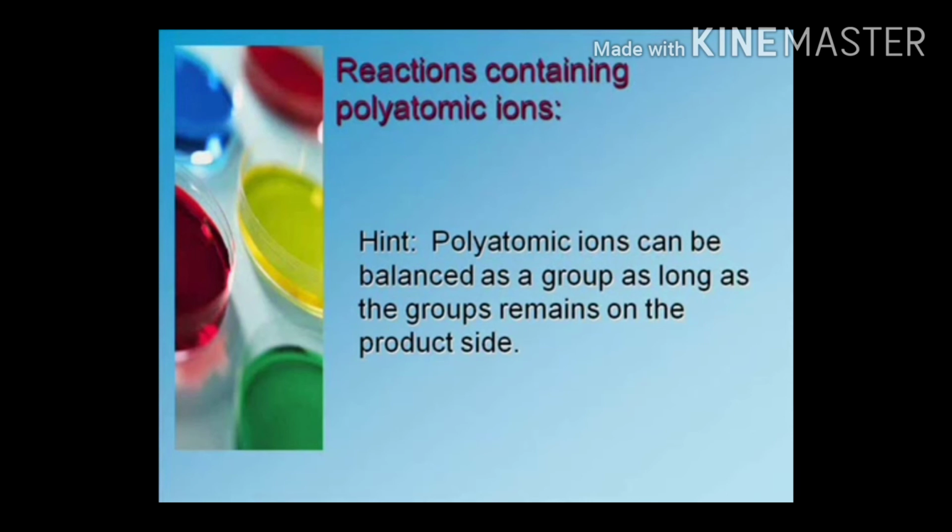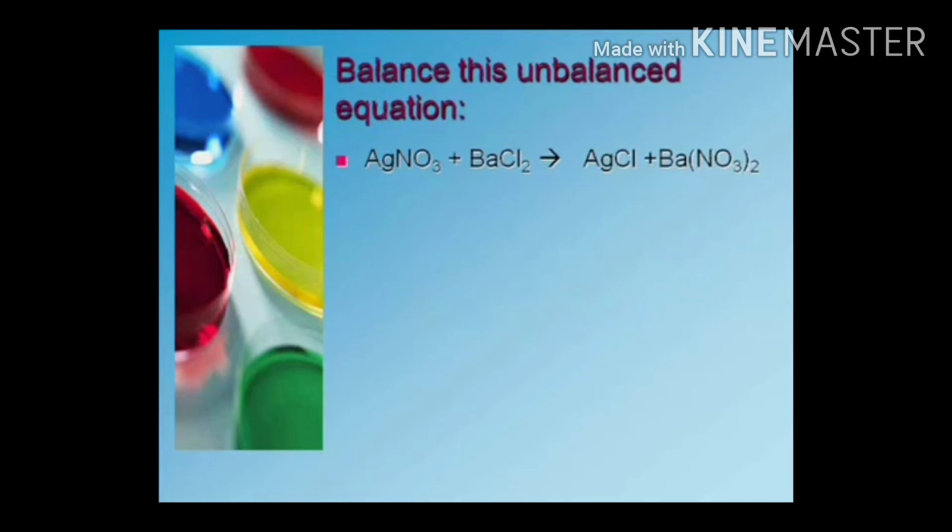Let's take an example of this. Silver nitrate, when it reacts with barium chloride, will give silver chloride and barium nitrate. Now look at the polyatomic ion nitrate here. Nitrate is as it is on the reactant side. So we'll take nitrate as a single ion. So we'll now write the reactants and products on both sides.